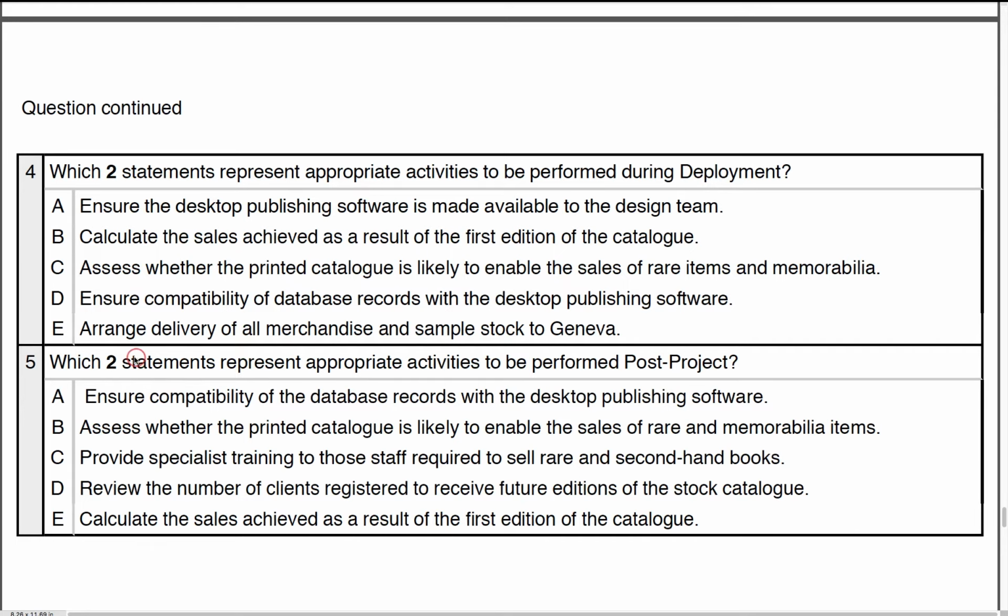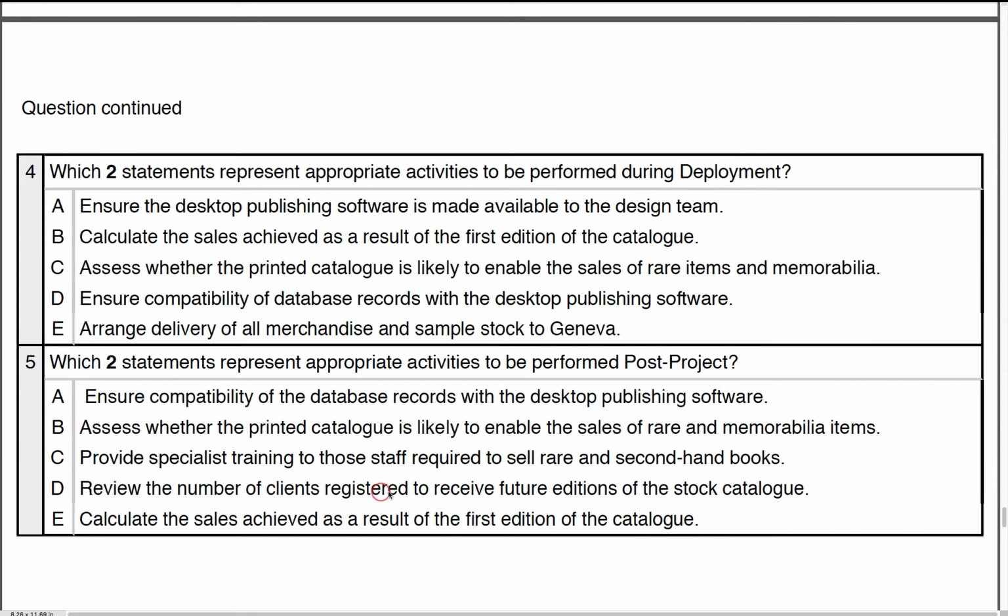And finally, question 5, post-project. It's really benefits assessment in the past of things worked or not. But it's always a benefits assessment document and looking historically. So, ensure compatibility of database records is not an answer, nor is assess, because we've already put that into deployment. And the same would apply to provide specialist training, right? And number 8, of course, was evolutionary development. So only left with 2. And hopefully these are the right ones.